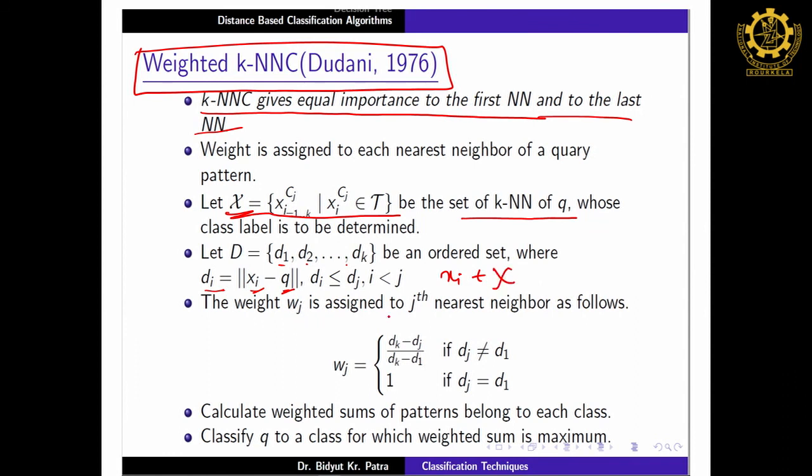Now, weight W j is assigned to the jth nearest neighbor, as I said: first neighbor, second neighbor, and the jth nearest neighbor is something like that. If it is not the first point, then it is this, and if it is the first point, this should be 1: d k minus d j by d k minus d 1. If d j equals d 1, this will also give the value 1. In between, the value will be between 1 and 0.